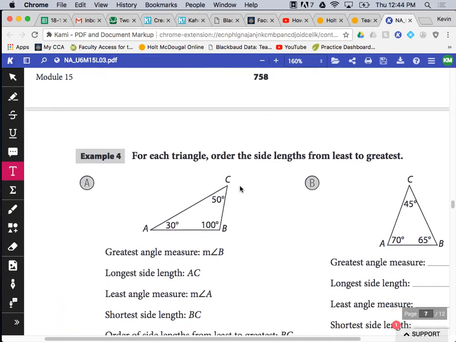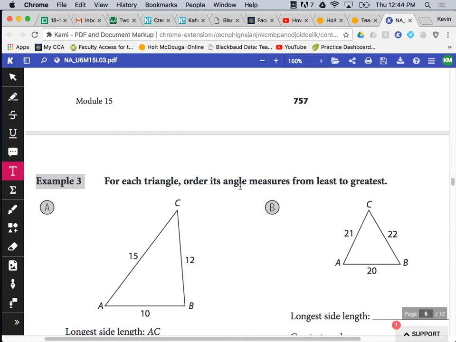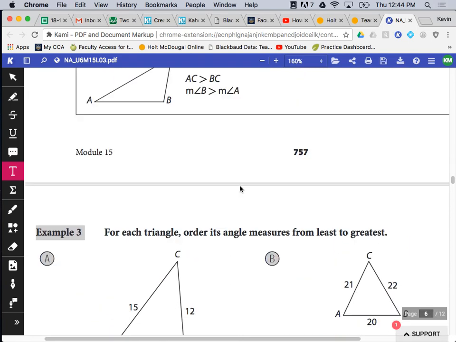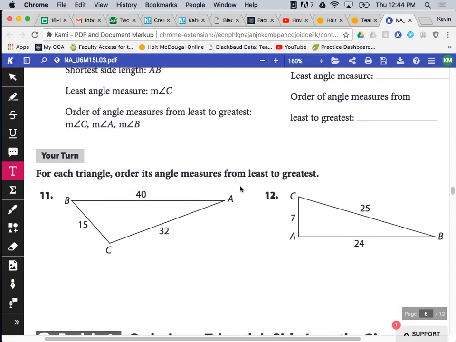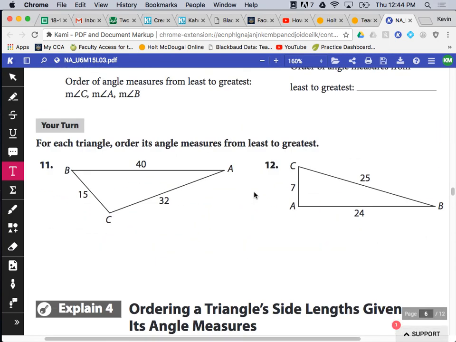So let's take a look right here. Example number 11 in the middle of page 758, 11 and 12. Go ahead and you do it. It says order its angle measures from least to greatest.